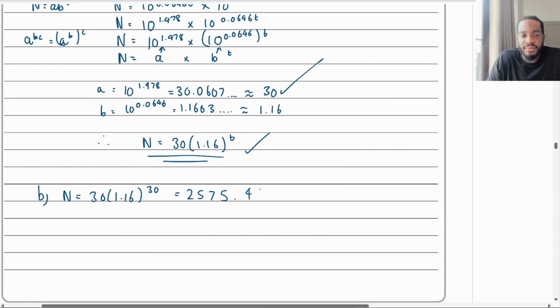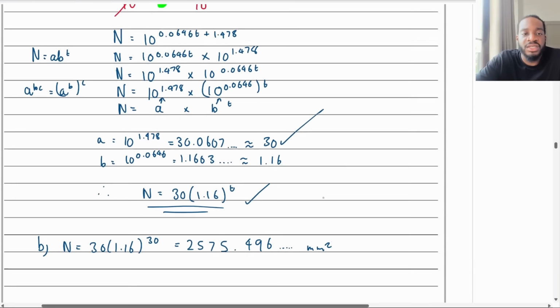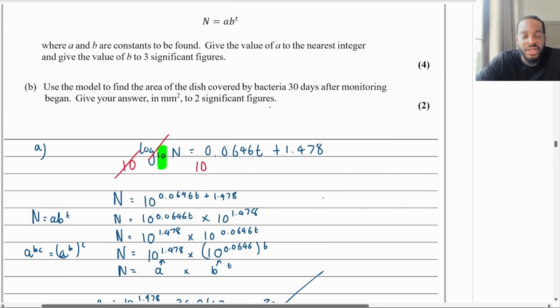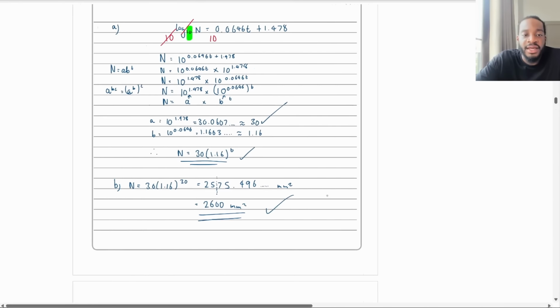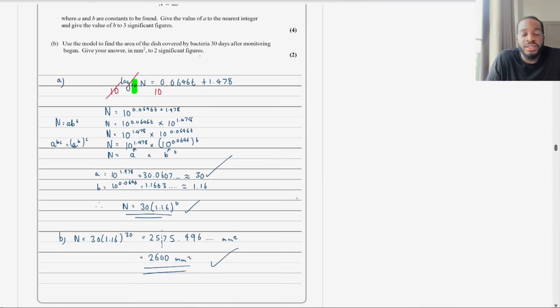2575.496. Right, this will be millimeters squared. Now they wanted it to 2 significant figures, so that there will have to go up to a 6 within it. So it's going to be 2,600 millimeters squared. And that's it. That will give you the answers.